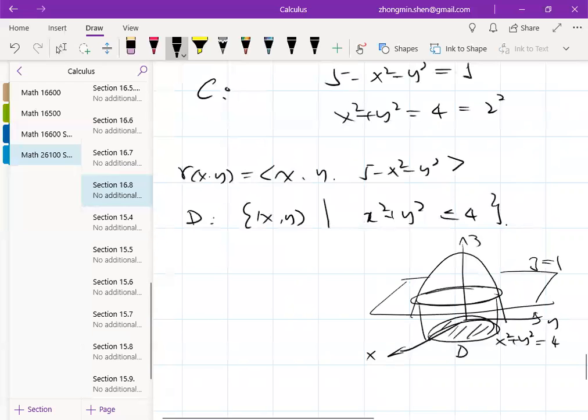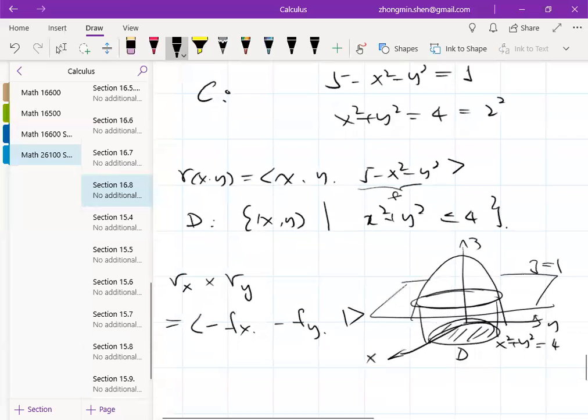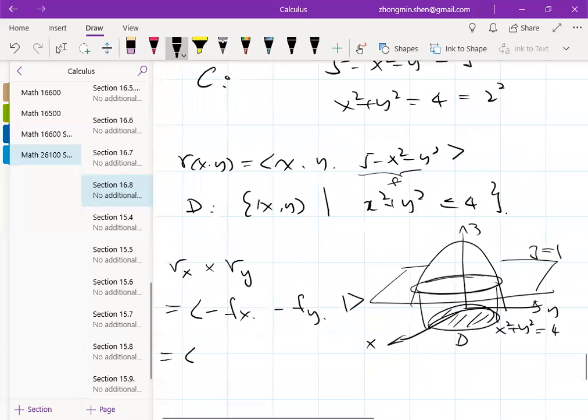All right, so let's calculate the normal vector field. It's complicated, right? So Rx cross Ry. If you already know the formula, the cross product, I skipped maybe some steps: negative of the partial derivative of the first function. Remember that. So here, this is my f. So I got 2x, 2y, and 1.